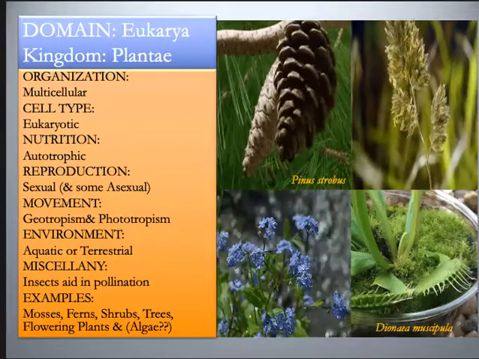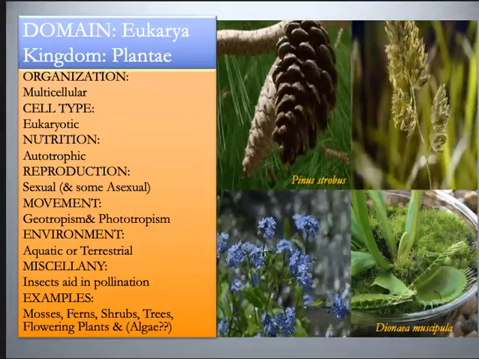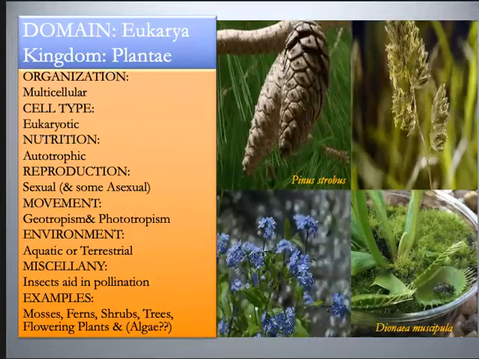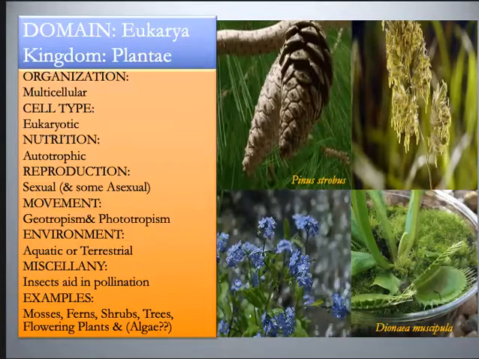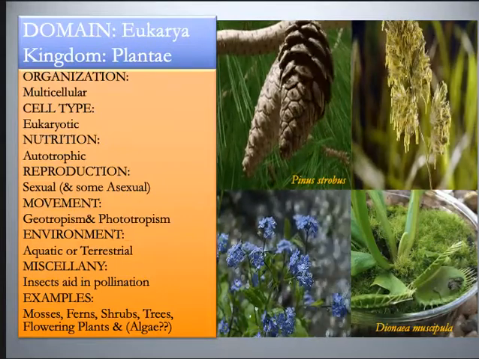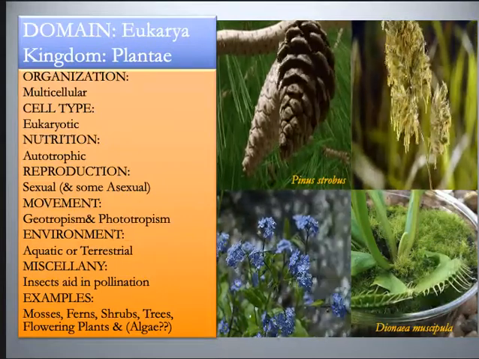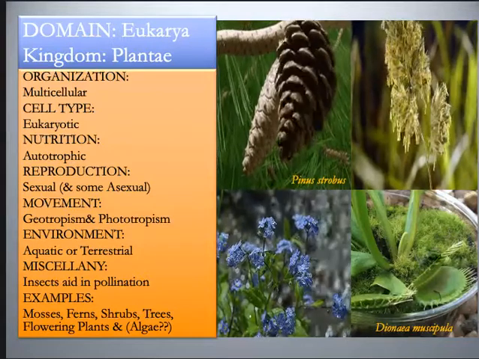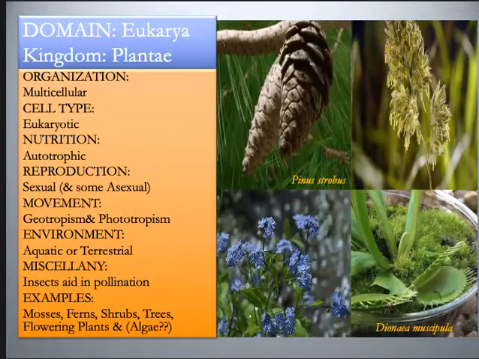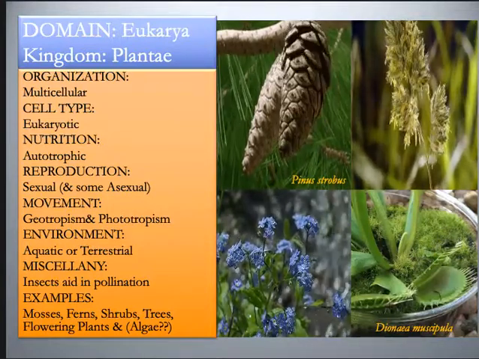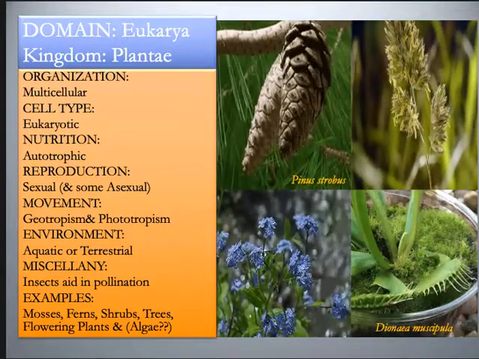Anyway, all plants are multicellular eukaryotic organisms, right? They're all autotrophs. They make their own food. And of course, examples are things you're commonly familiar with from your day-to-day experience, right? Mosses, ferns, shrubs, trees, flowering plants, and algae. Remember, how do these guys reproduce? Pretty much sexually, right? All right, plants have sex. Remember that. That's a test question.